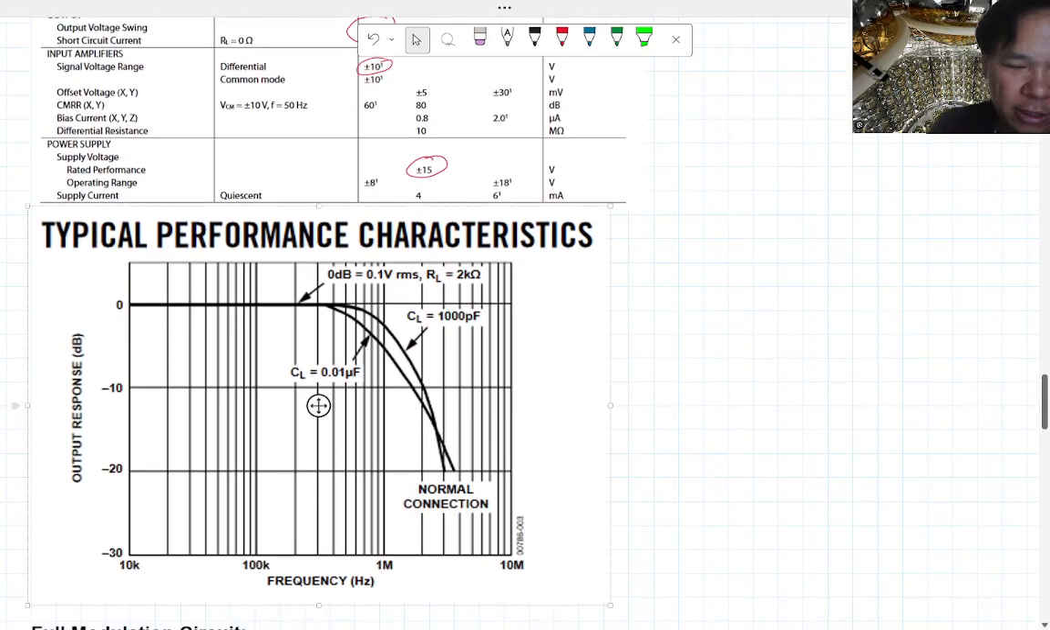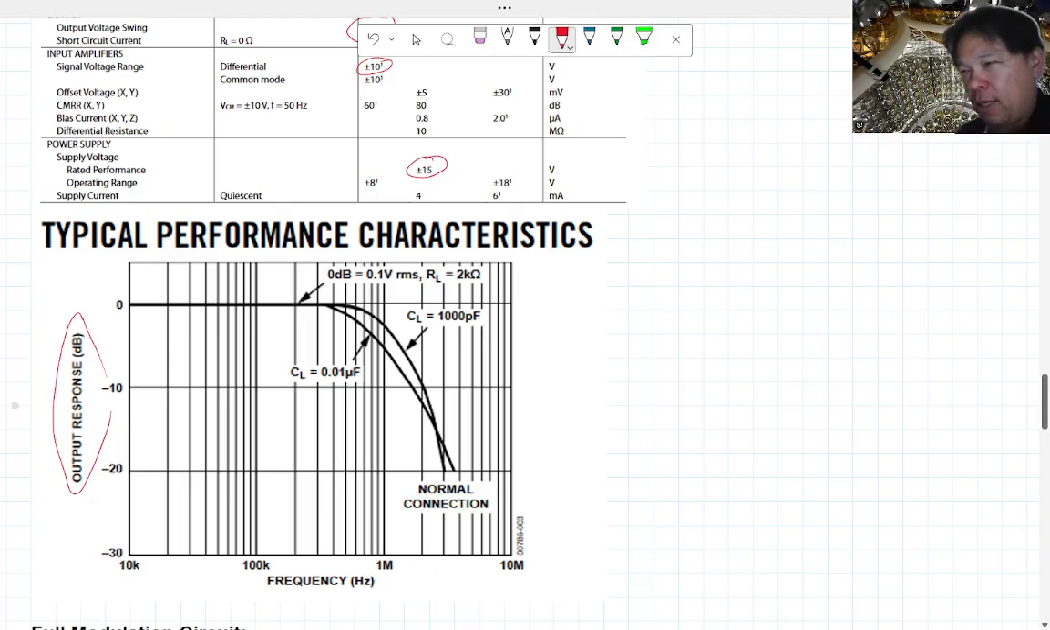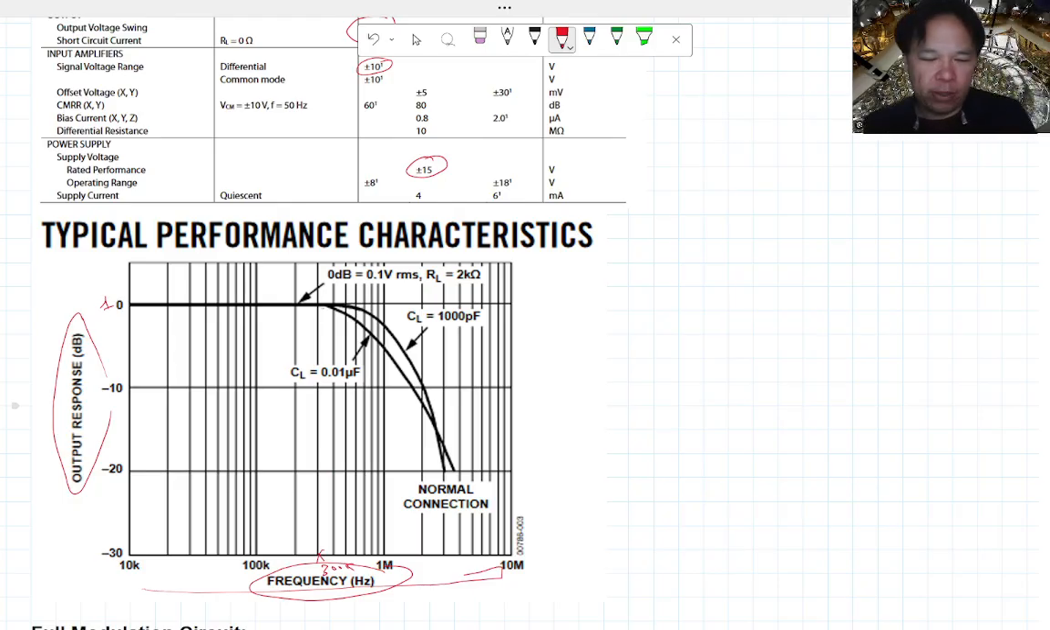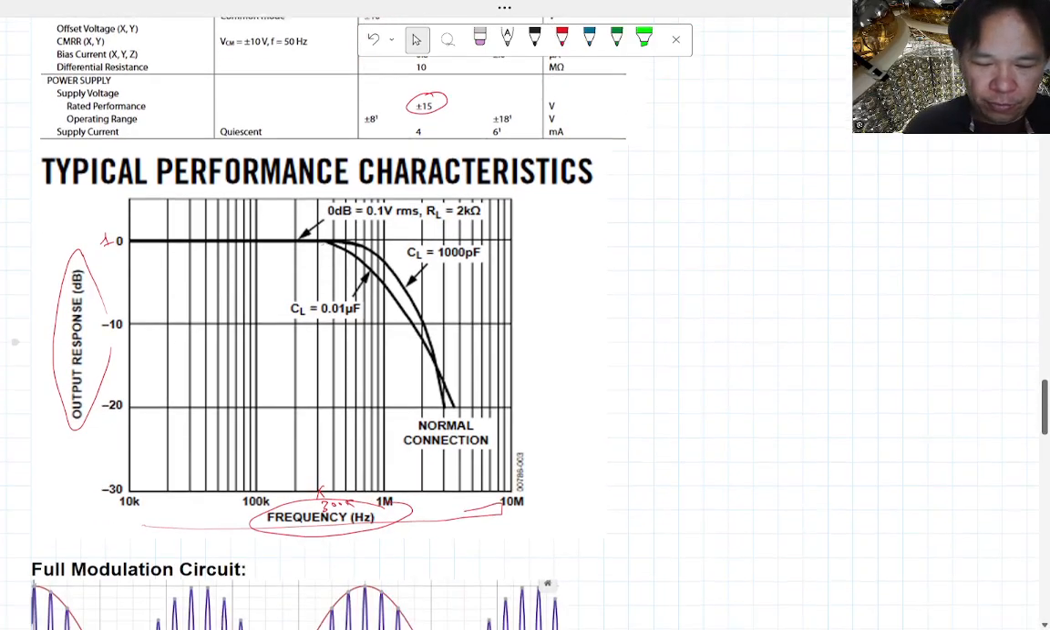On this plot, this is the output response, kind of like the attenuation plot that we've been looking at. It's basically how well this multiplier behaves as a function of frequency. Remember, 0 decibels means a gain of 1, right? So this works really well up to maybe 300 kilohertz. So you probably don't want to use anything more than 300 kilohertz in this circuit.